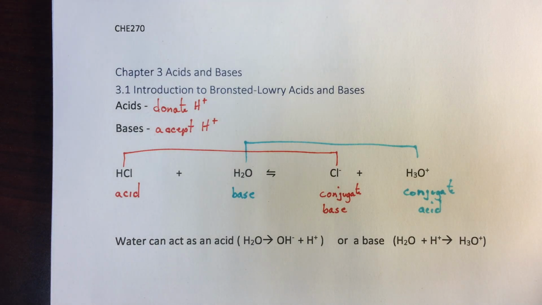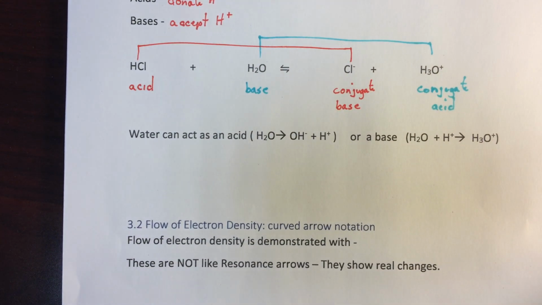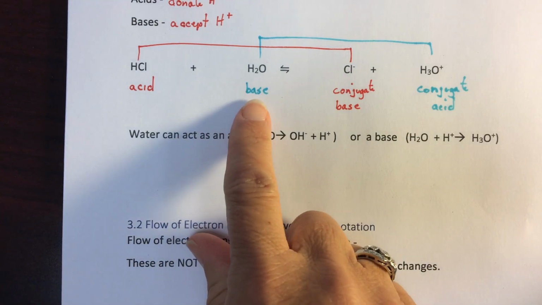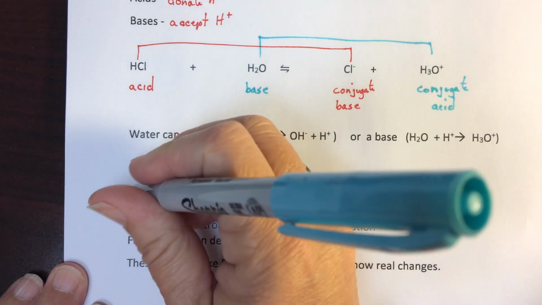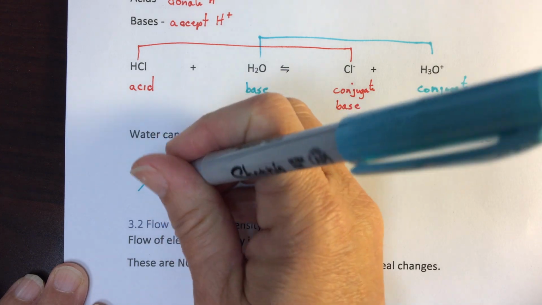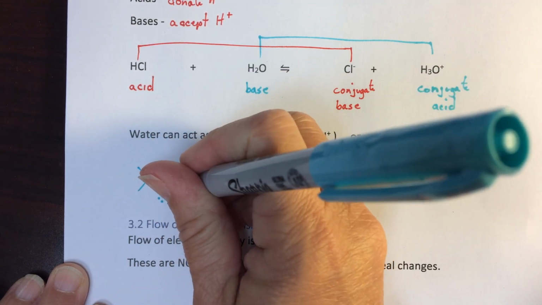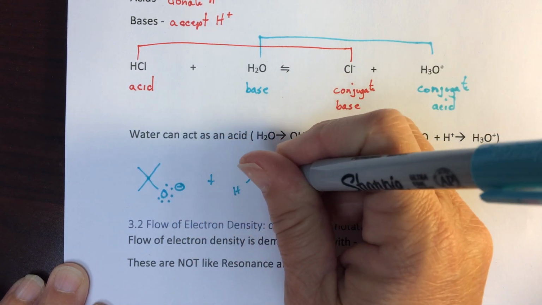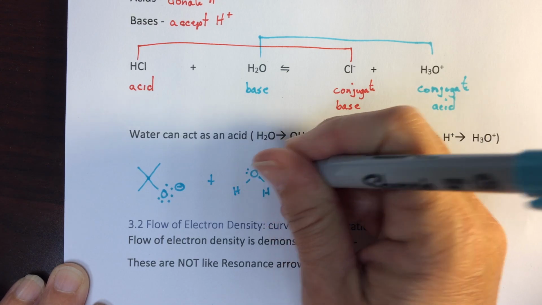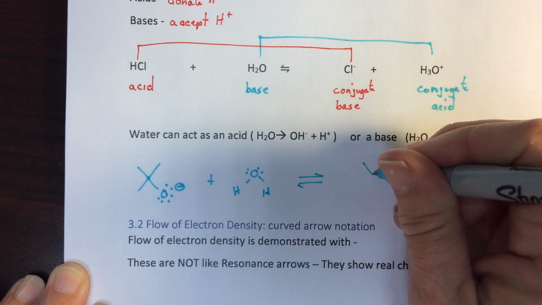Now, water is a unique substance. It can act as an acid or base. We have an example above of it acting as a base. Let's see it in action as an acid. So we've got this compound here, and we've got water.